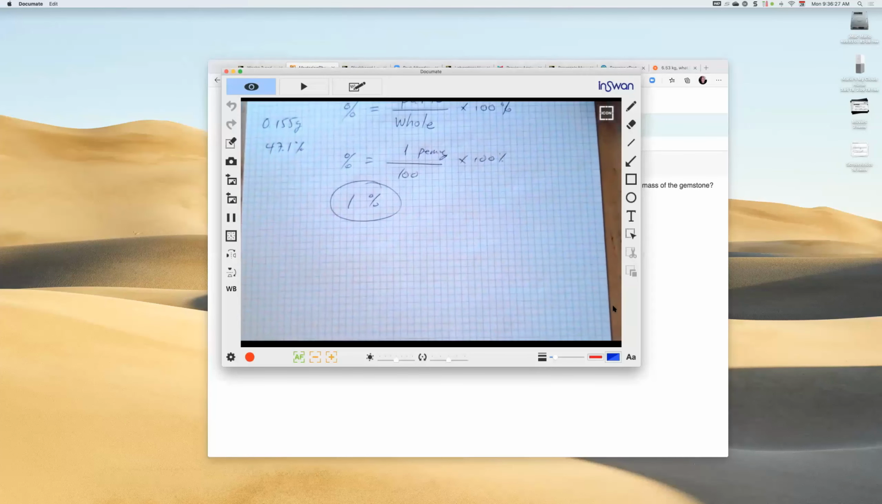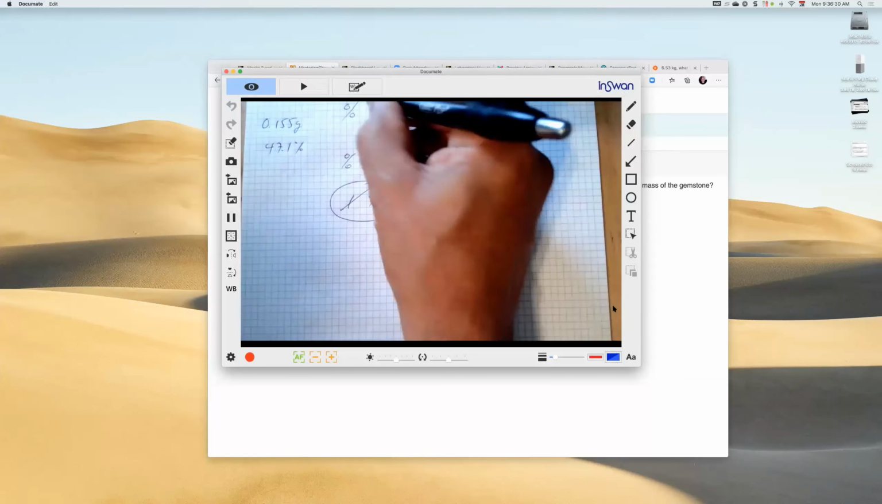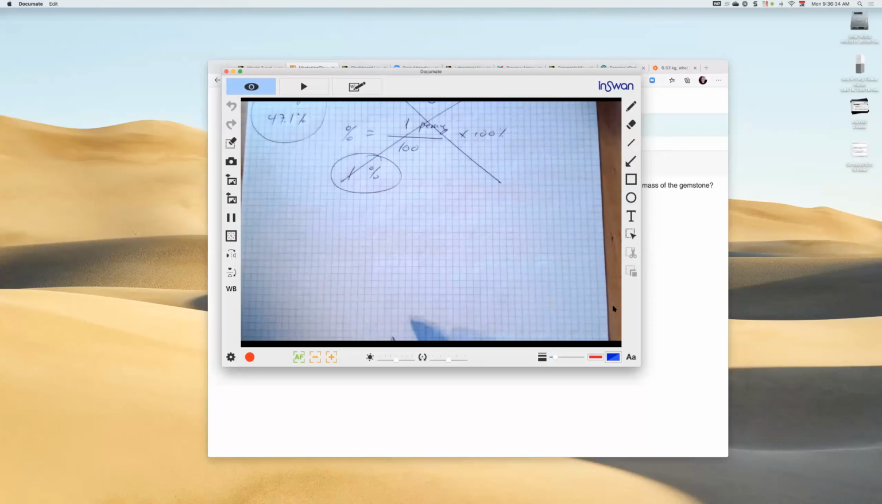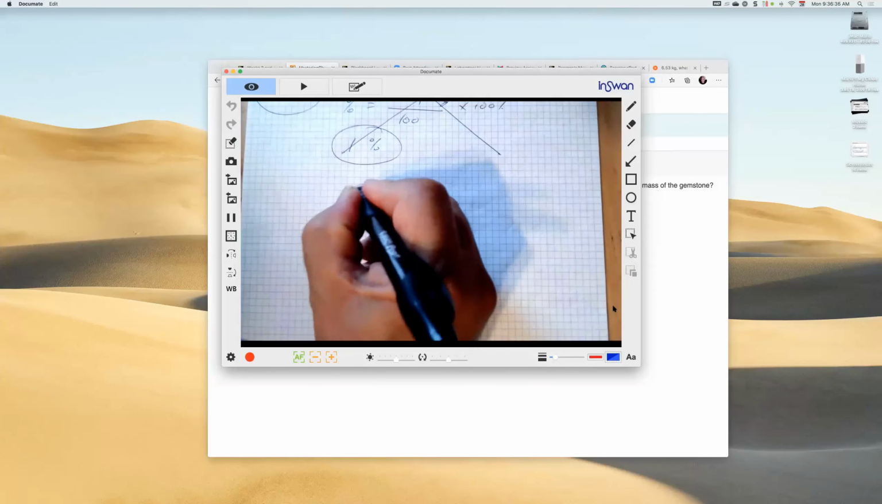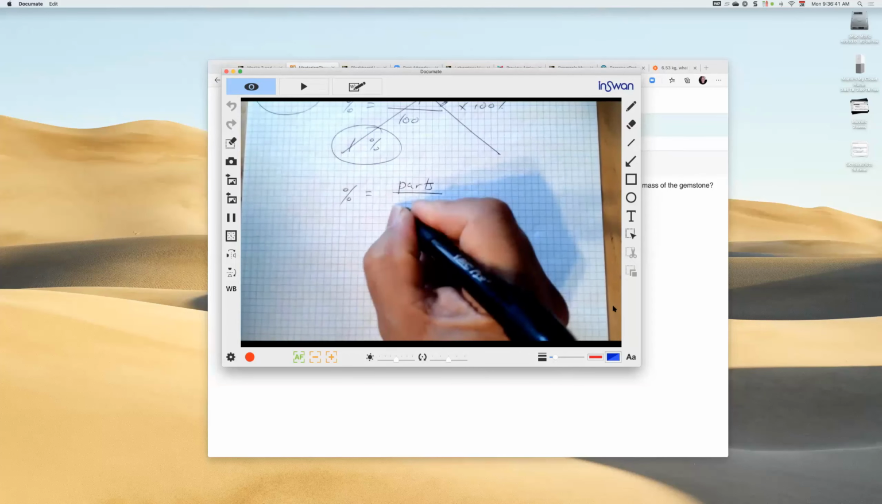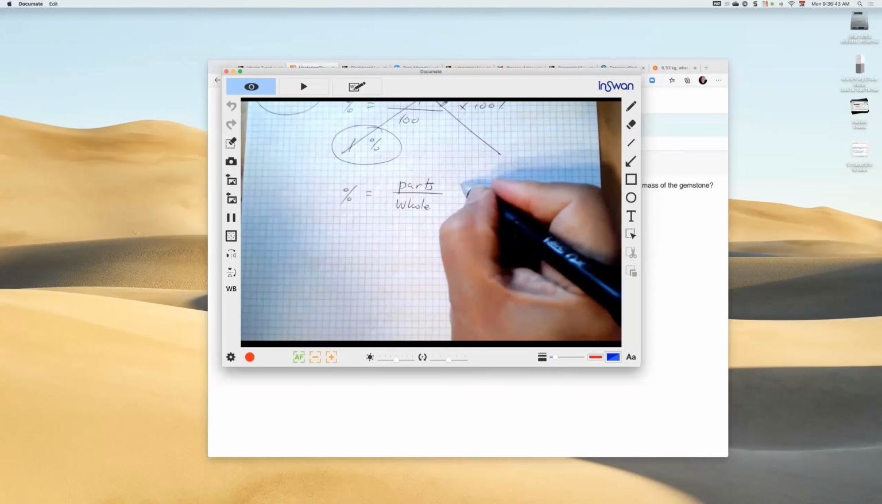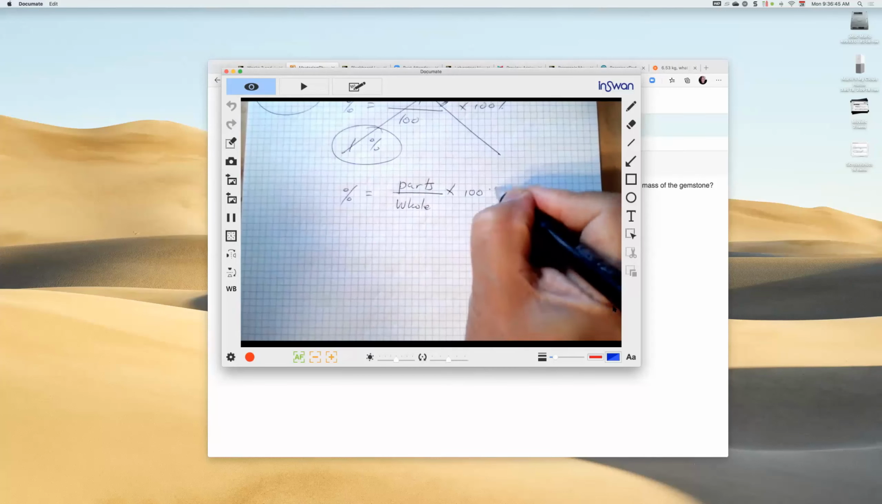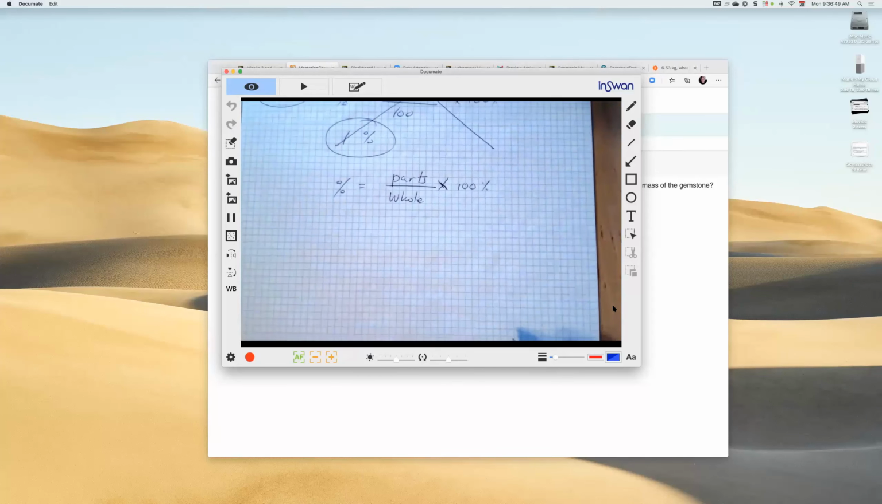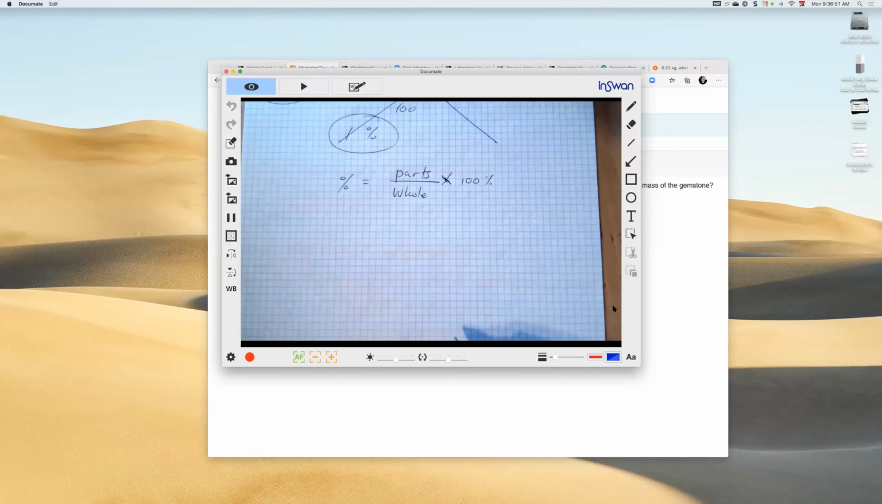So, ignore these for now. These numbers we're going to need, and we're just going to set up the formula. So percent equals parts divided by whole times 100%. Now you're going to need a little bit of algebra here because you're going to have to rearrange this formula.